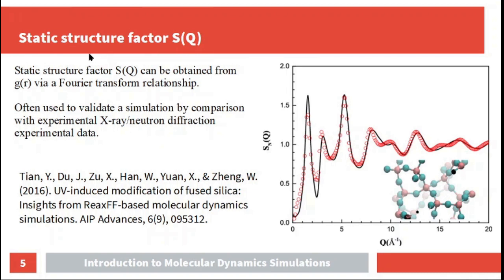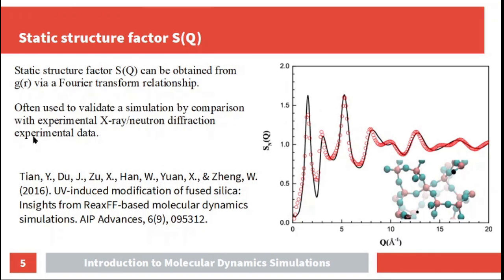Static structure factor is another quantity that can be obtained from the radial distribution function by a Fourier transform relationship. You just take a Fourier transform of g(r) and after some manipulation, adding a number, you get S(q), and this S(q) is experimentally accessible. Because this is experimentally accessible, you can calculate this function, static structure factor, from MD simulations and make a comparison of this function calculated from MD simulations with that measured from the experiment.